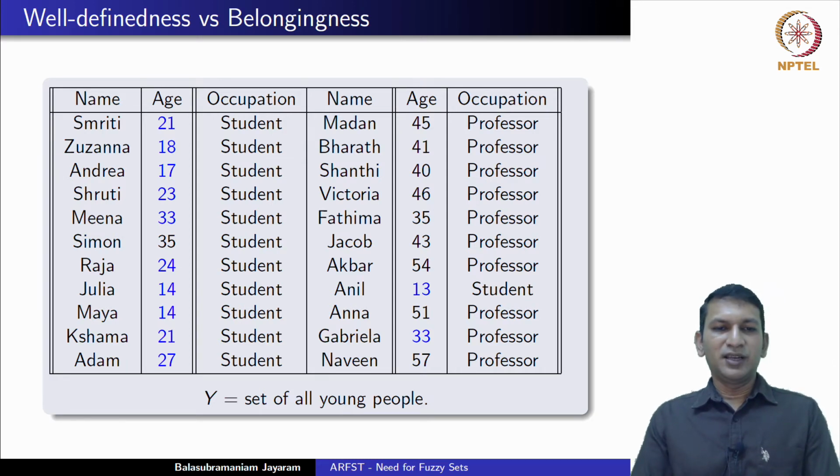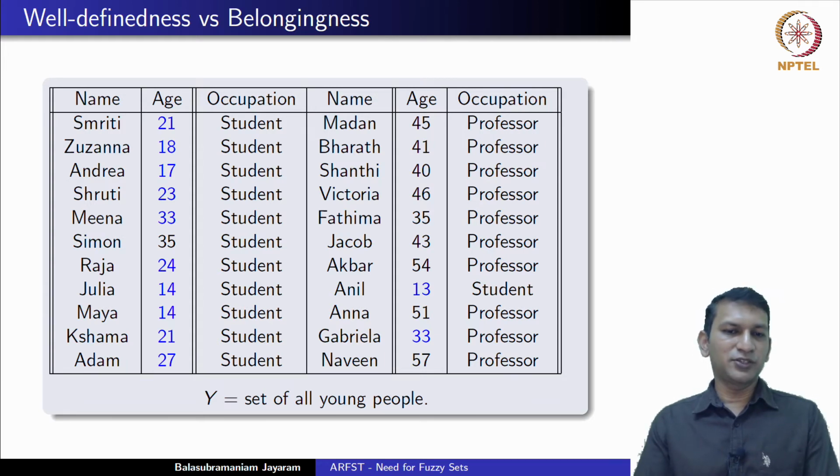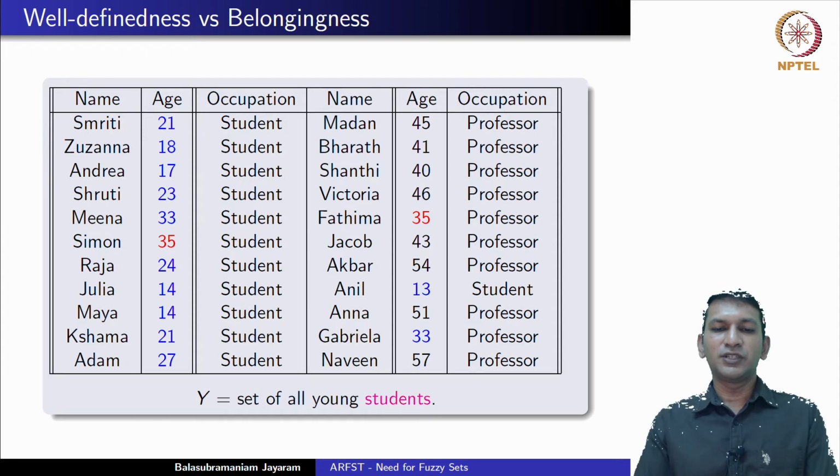But notice that there are two people here, Meena and Gabriella, who are 33 years of age and are considered as young people. But there are two other people, Simon and Fatima, who are 35 years of age and they are not considered young anymore. Okay, let's redefine this set a little further. Instead of asking for the set of all young people, let's ask for the set of all young students. Clearly, Gabriella would lose out because she is a professor, not a student anymore.